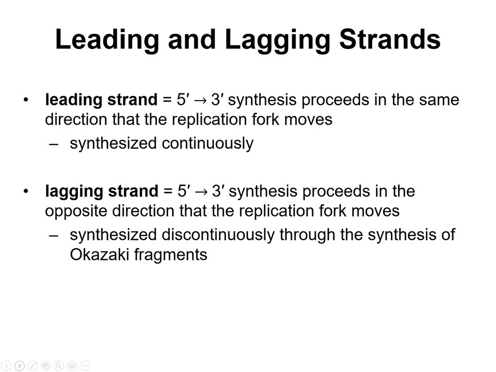It's continuous. The lagging strand is still in the 5' to 3', but instead of being continuously made, it's discontinuously synthesized by making all of these little Okazaki fragments. And the overall direction is 5' to 3', but that actually moves in the opposite direction of the replication fork. So there's some more gymnastics and coordination that needs to occur to make sure that the synthesis of both of the new strands actually happens in tandem.